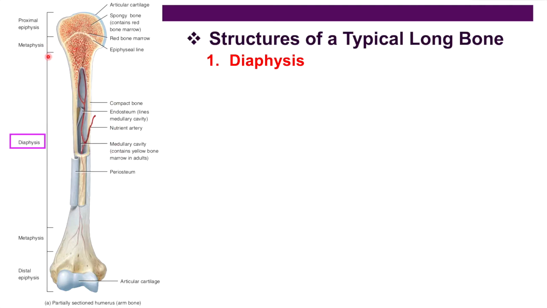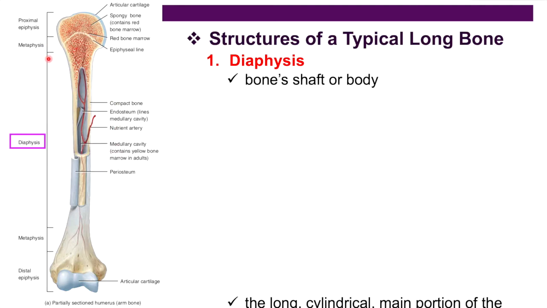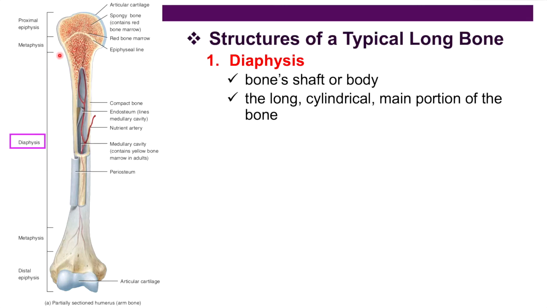It is cylindrical and the main portion of the bone. It is composed primarily of compact bone, but it can also contain some spongy bone. The end of a long bone is usually spongy bone with an outer layer of compact bone. The epiphysis is located in the proximal and distal end of a bone.